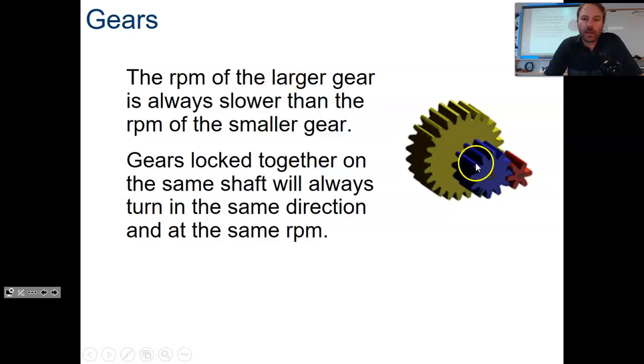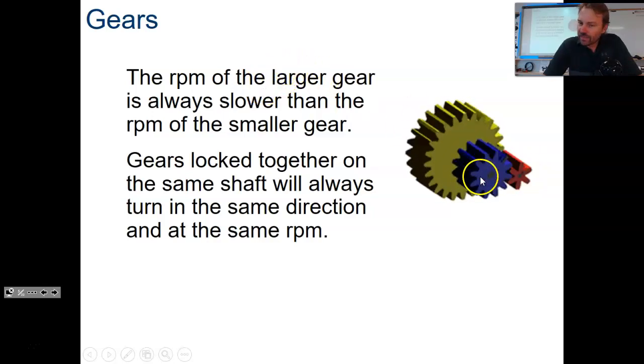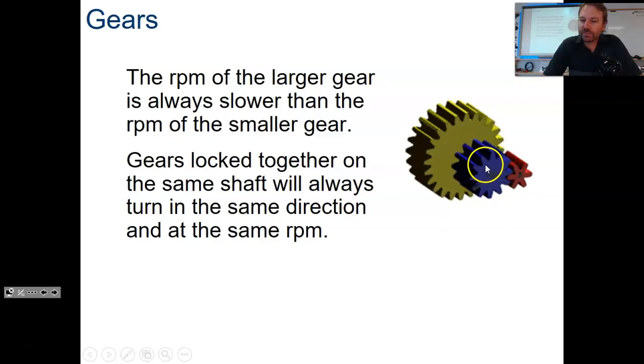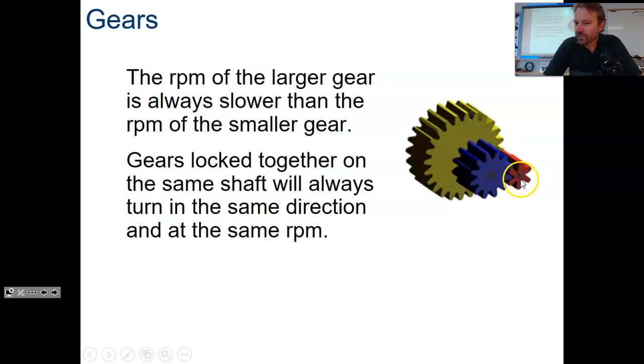RPMs of larger gears are always slower. So take this red and the blue one. If you're counting how many times each spins, the blue one, because it's bigger, is going to spin fewer times than the red one. The smaller gear has to spin more times.